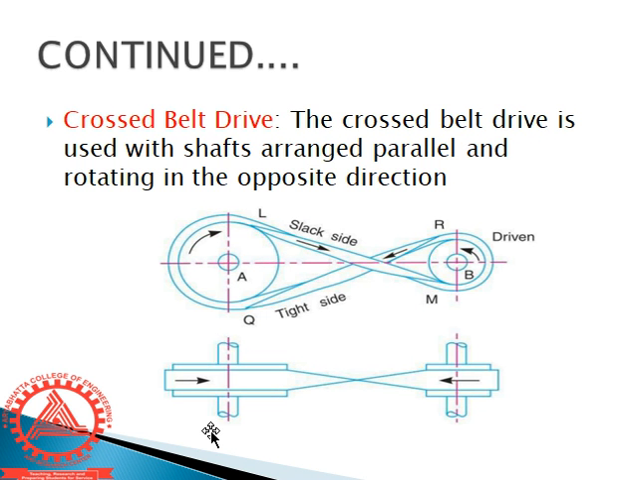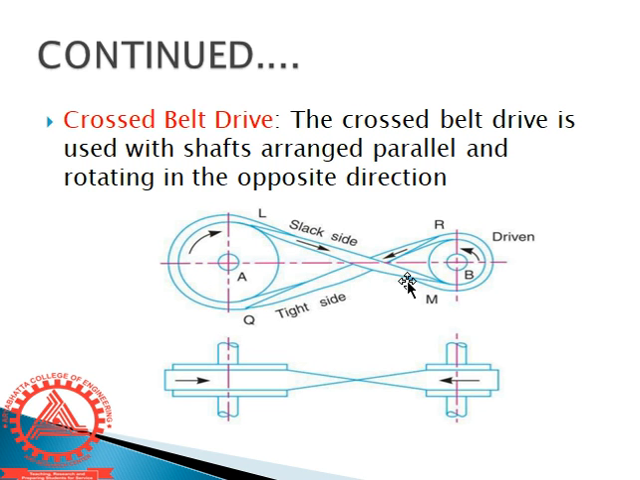But in the cross belt drive system, the rotation of the pulleys is opposite to each other. Here the larger pulley is rotating in the clockwise direction, but the smaller pulley is rotating in the anti-clockwise direction because of the arrangement of the belt. You can see that this belt is arranged in a manner that it makes a V drive, which is also known as the cross drive system.